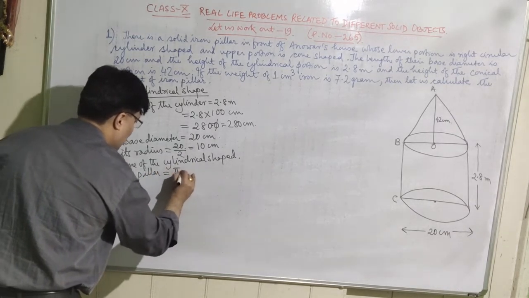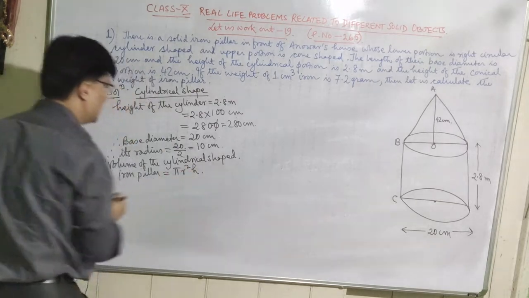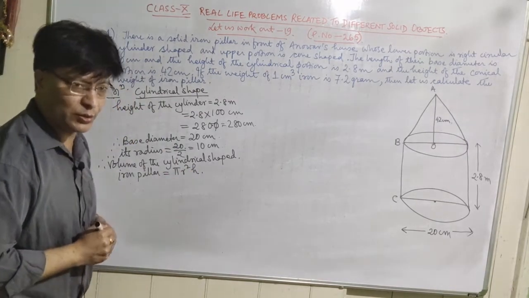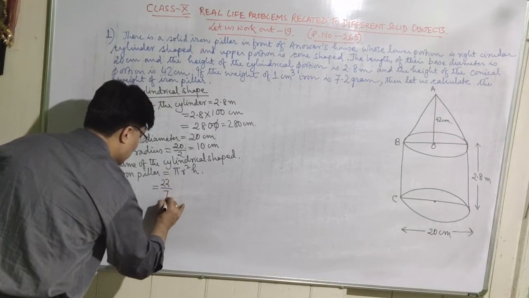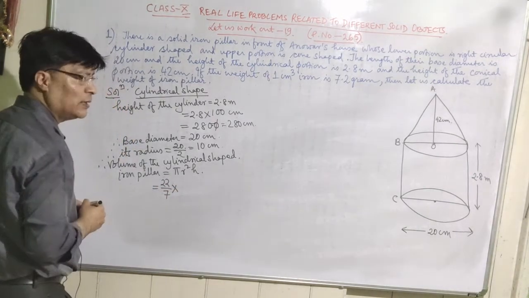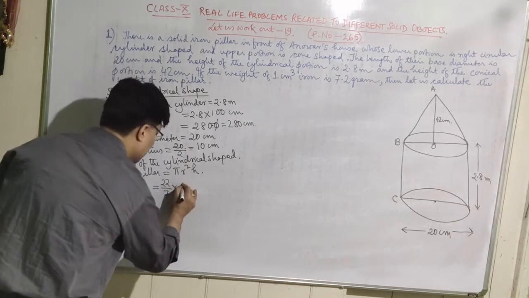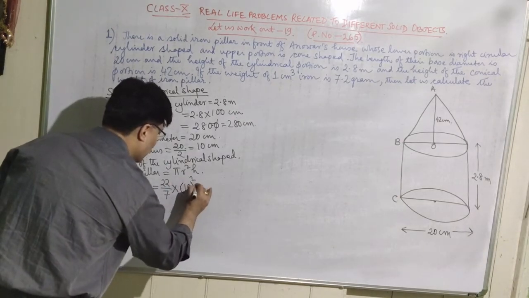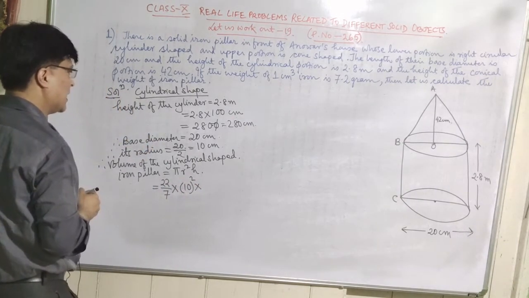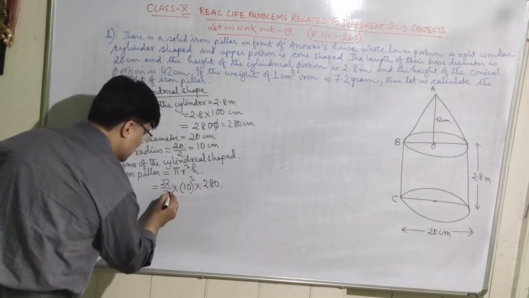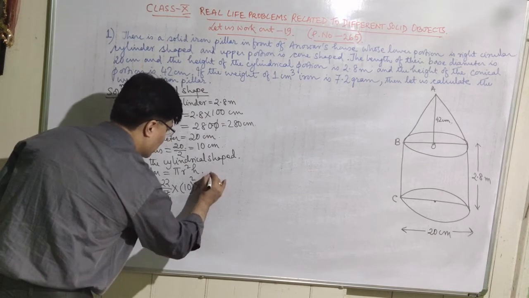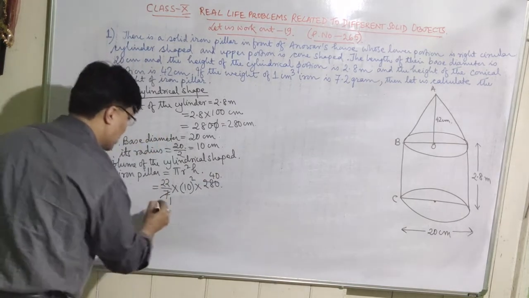is equal to, what is the formula? It is pi r square h. Okay, so what is pi here? You know that it is 22 by 7. What is radius whole square? It is 10 whole square. And what is its height? It is 280, right? So 7 ones are 7, 7 fours are 28, and it is 0.